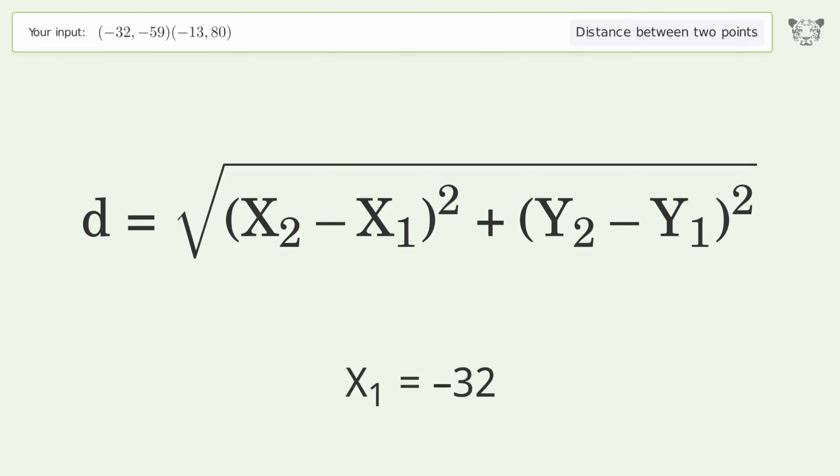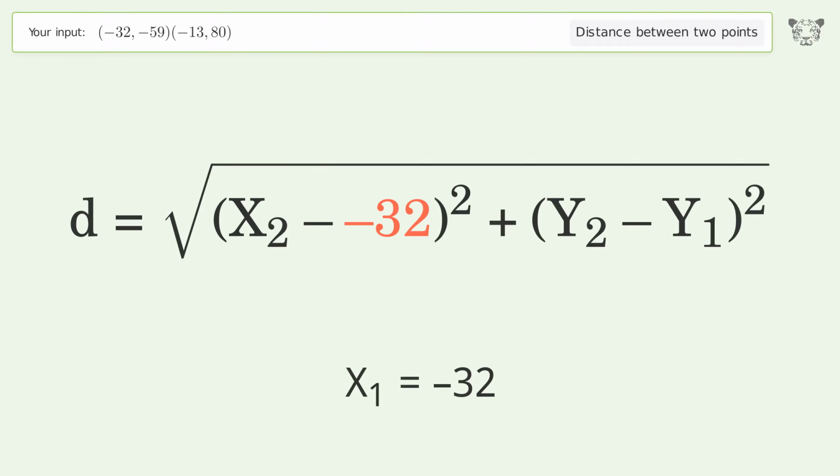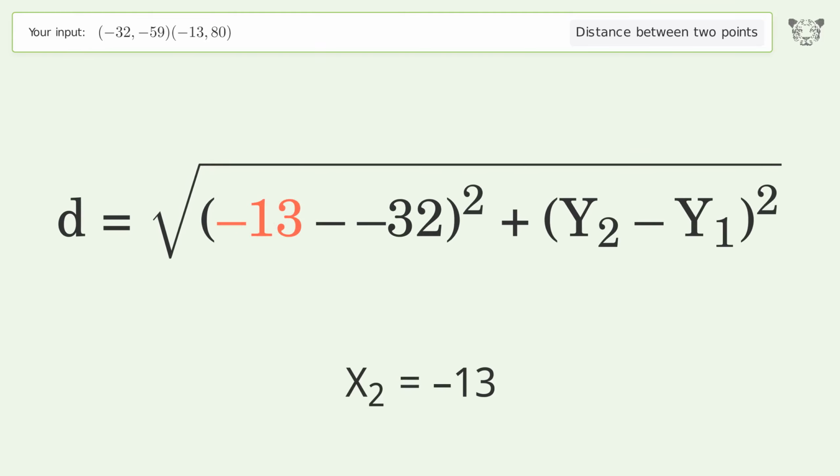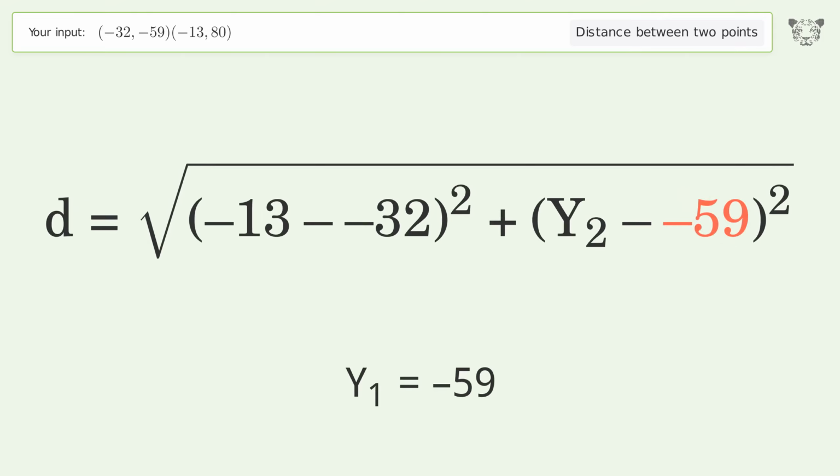x1 equals -32. x2 equals -13. y1 equals -59. y2 equals 80.